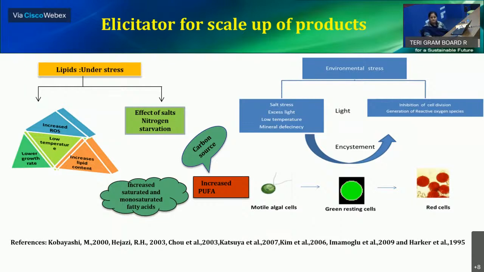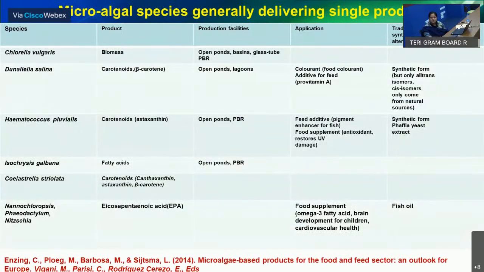So there are reports which are delivering single products. This is taken from one of the reference papers, where they mention species which are prevailing, for example Chlorella. They have targeted the product as biomass and they are growing it in open ponds and glass tube photobioreactors. And there is another very commercialized isolate, Haematococcus pluvialis, known for astaxanthin. It has good application in feed additives, but again they are growing it in an open pond. So these are all strains which are delivering only a single product. But for microalgae to be commercialized at a large scale, we need to look at multiple products.